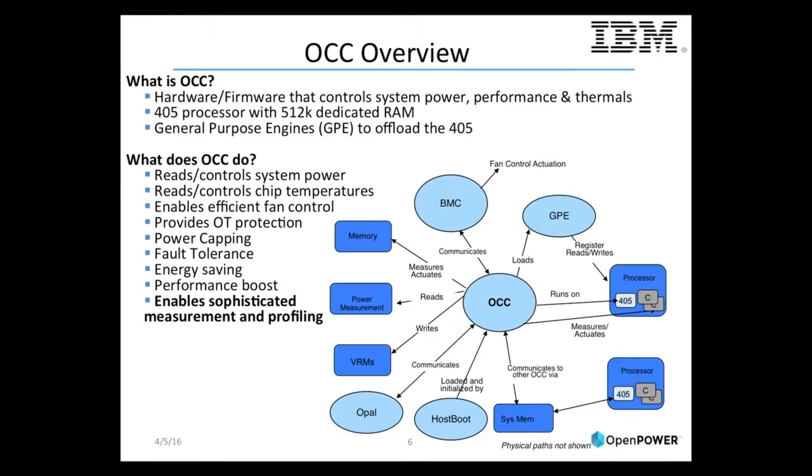All right, so that video describes overall what the OCC does. One, it is a separate 405 processor right on the die with the other cores, and I'll talk about that more later, but the key there is that it's not taking any performance away from your server. All the cores are still there for you to run your customer jobs.